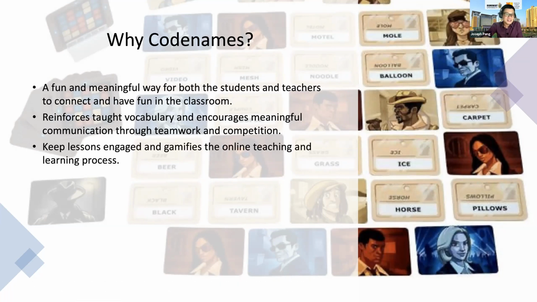It keeps the lessons engaged and gamifies the online teaching and learning process. You can put them into different breakout rooms, or you can even have a cooperative game where the whole class plays together. So it's extremely versatile. The online version is good in the sense that you don't have to buy two separate versions. It's free. I bought this for about 150 plus ringgit. I had it shipped. So 150 plus ringgit, and this is the original game. And then there's another version called Codenames Duet, which is actually provided for free over here. Over the online version, you don't have to buy. It's free online.